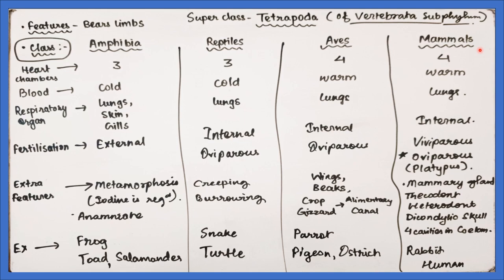Dicondylic skull is present. Thecodont, that means teeth are embedded. Heterodont, various types of teeth: incisors, canines, premolars, molars are present. Diphyodont teeth, that is they have two sets of teeth, milk teeth and permanent teeth. Fertilization is internal, both oviparous and viviparous. Example of an oviparous mammal is platypus. Also they have a specific structure, the presence of mammary glands. They have four cavities in coelom. Examples: rabbit, human, squirrels, etc.